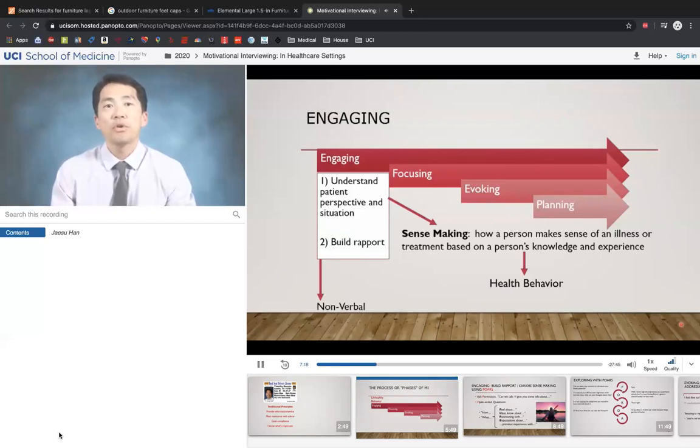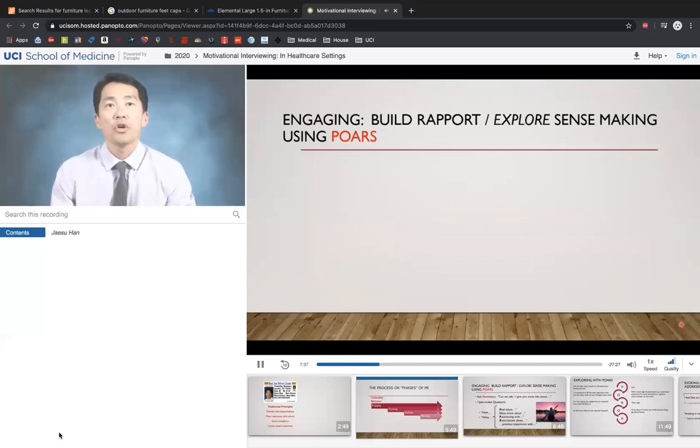The second is building rapport. And of course, there's two parts to building rapport. There's the nonverbal, which are things like good eye contact, shaking their hand, mirroring them in their affect. And then there's the verbal parts of rapport building. And that's what we're going to focus on with this podcast on motivational interviewing. So let's go to the skills in the engaging process. We are trying to, again, build rapport, and we're going to be trying to explore the patient's sense making.